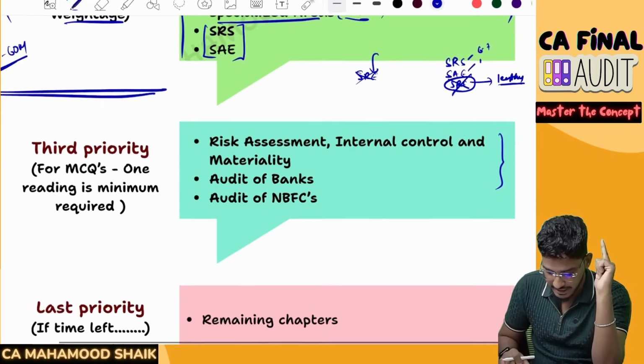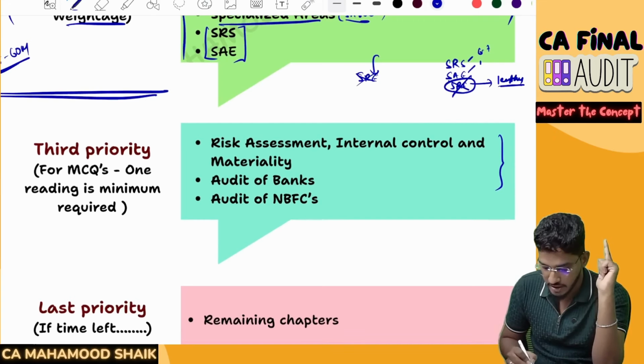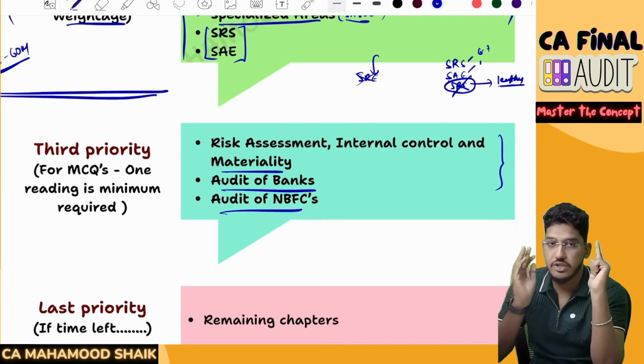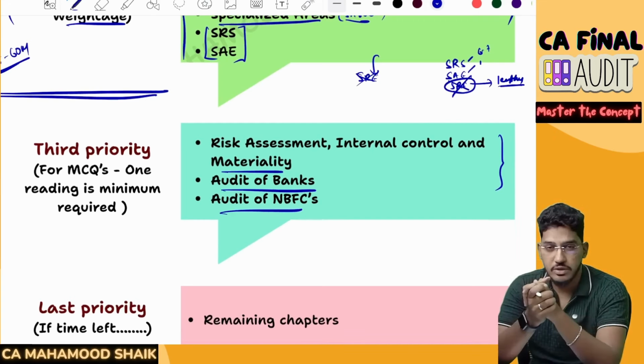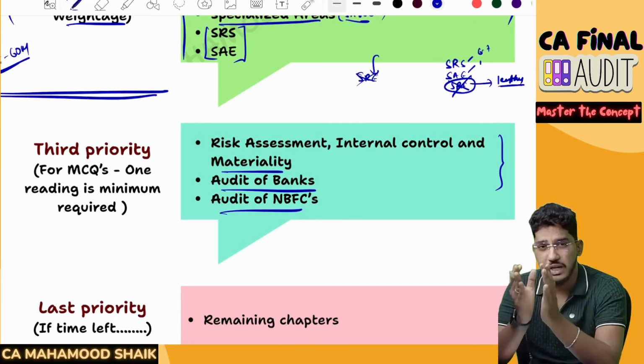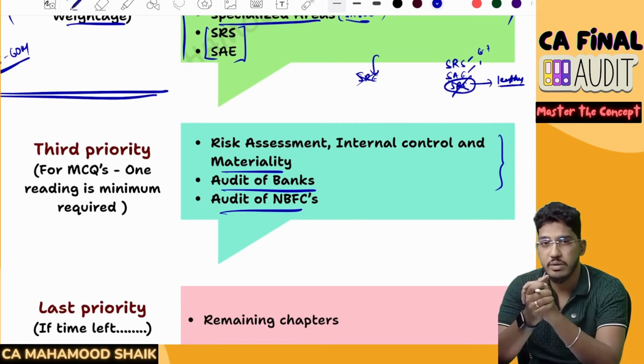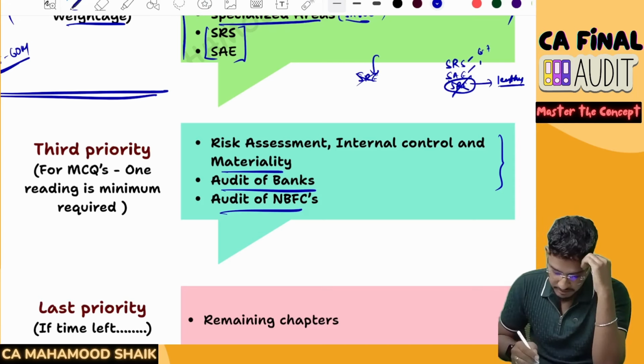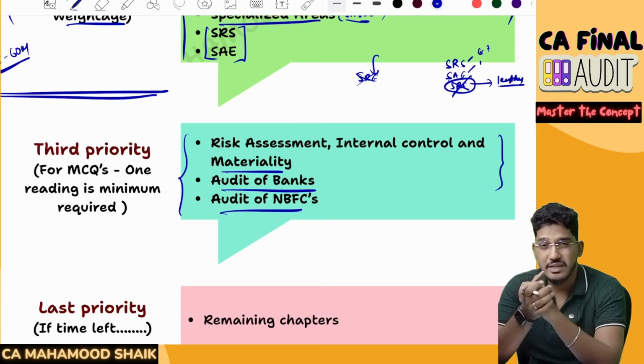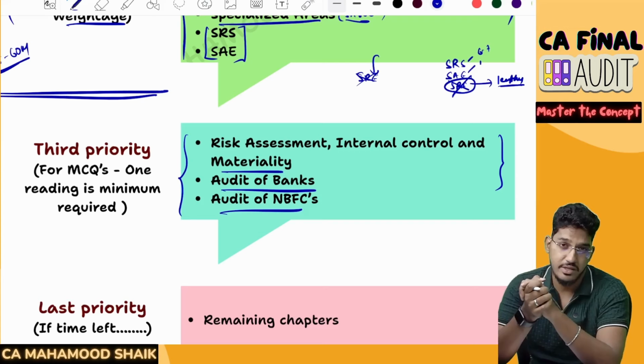As you could see, the third category is here: risk assessment, internal control and materiality, audit of banks, audit of NBFCs. Because of the terminology and the nature of the chapters, I know they are very difficult to remember. Many students will ignore them altogether. But for MCQs, these are very important. These days, MCQs are asking from these areas.